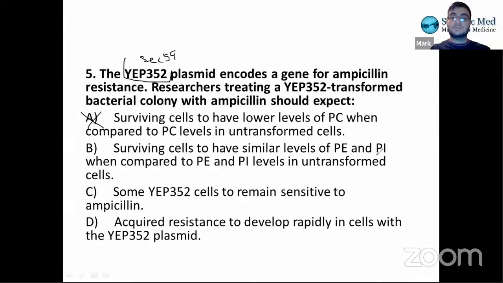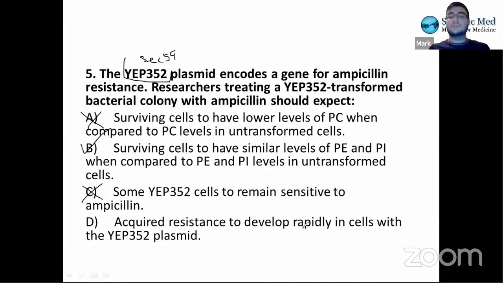Surviving cells have similar levels of PC and PI compared to those of untransformed cells. Yes, we expect them to have the same levels. Some YP cells remain sensitive to ampicillin? No, because if they were sensitive to ampicillin, they would have died. So it can't be this one, right? Whenever you treat with an antibacterial, anything that's not resistant to the antibacterial dies. That's just how it is.